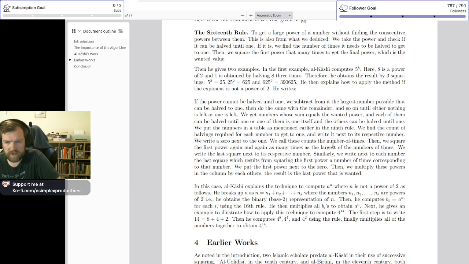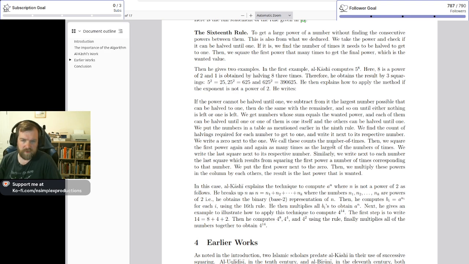In this case, Al-Kashi explains the technique to compute a to the n, where n is not a power of 2, as follows. Break up n as n equals n1 plus n2 plus n3 plus etc. to nk, where the numbers n1 through nk are powers of 2. He obtains the binary base 2 representation of n, then computes b sub i equals a to the n sub i for each i using the 16th rule. He then multiplies all the b sub i's to obtain a to the n.